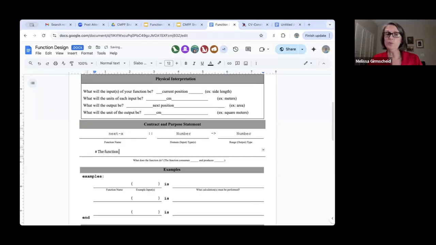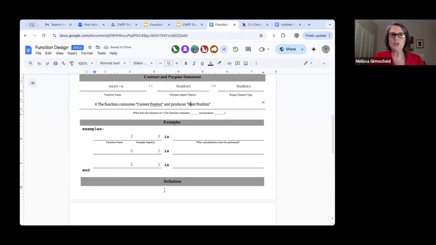The purpose statement is for the human. I can say that the function consumes input, which would be current position, and produces output, which is next position. And here's where we can stay really simple. And actually, Jess, I think I did a tiny URL that has some pieces filled in for people. I'm going to put it in the chat, so I'll give that to you all as well.